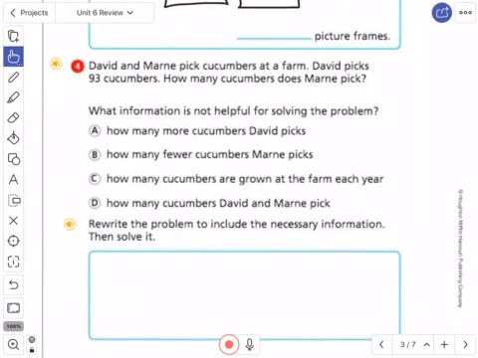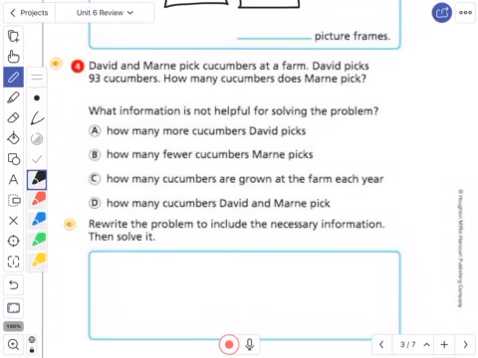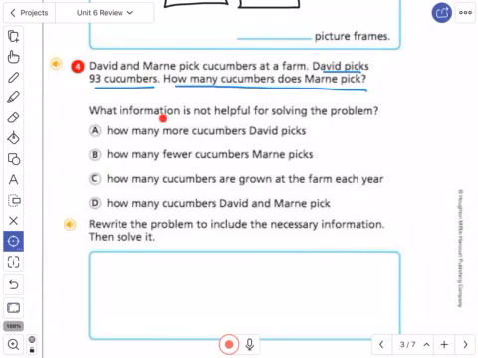Number 4, David and Marn pick cucumbers at a farm. David picks 93. How many cucumbers does Marn pick? Well, that's weird. Oh, look at it. If I keep reading this, it's going to make sense. What information is not helpful for solving the problem? How many more cucumbers David picks?